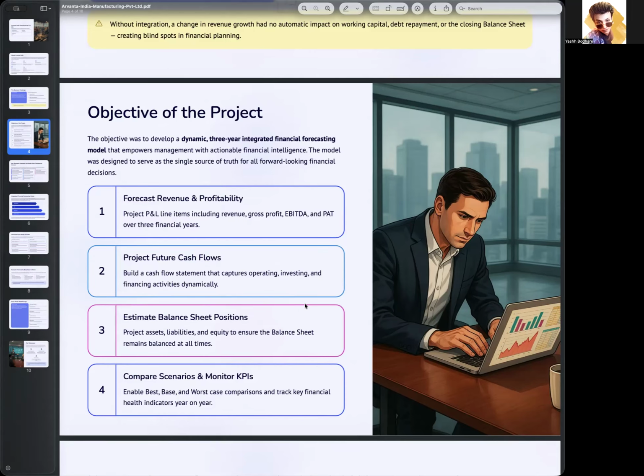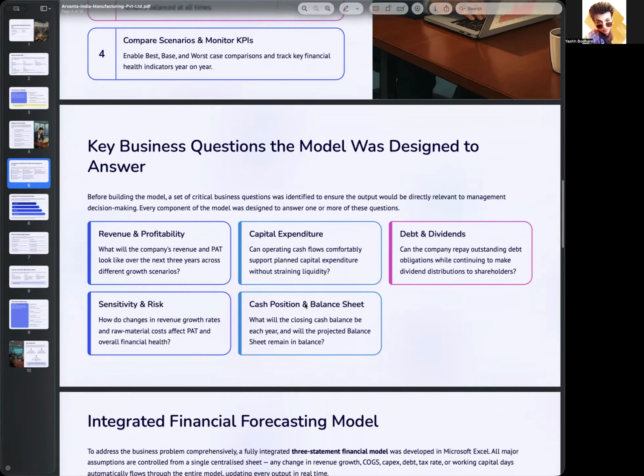The fourth objective was to compare different business scenarios and monitor key financial indicators. So management should be able to evaluate best, base, and worst case outcomes and understand how different assumptions affect the company's financial health. Together, these objectives convert the model from a basic forecasting file into a practical management decision support tool. Moving on to key business questions the model was designed to answer.